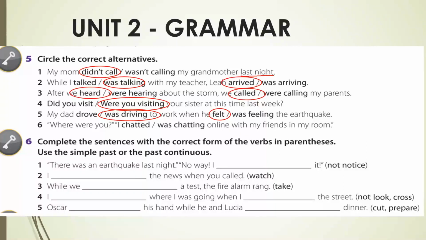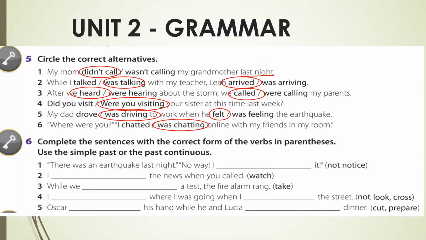Number 6, where were you? Where were you? Where were you? I chatted or was chatting online with my friends in my room. So somebody asked the question, where were you? And then I answered the question, I was doing something. It was a period that was doing something, an action in a specific period of time. So I was chatting in that time.